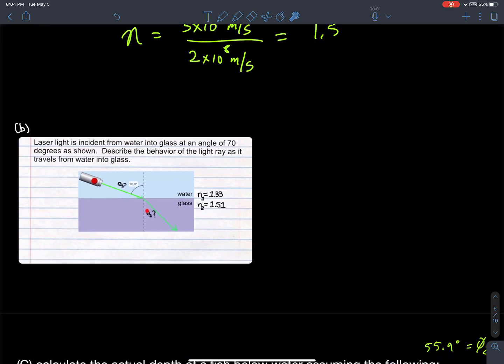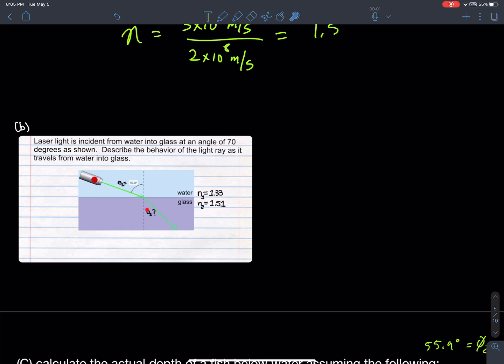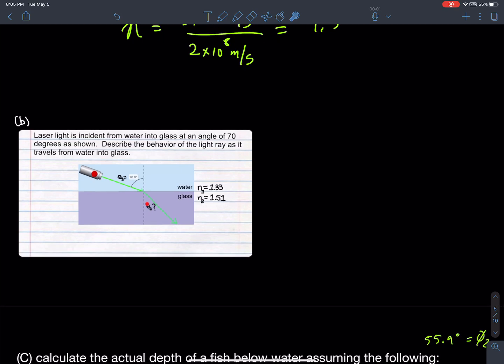Okay, now the next problem I want to cover is a laser light that is incident from water into glass at an angle of 70 degrees. Okay, describe the behavior of the light ray as it travels from water into glass. So it's going to bend because glass has a different refractive index than water. It changes its speed. And according to this refractive index, the speed of that wave slows down, okay, because it's more dense. As a result of that, I see that it bends, but it bends towards the normal line. Okay, whenever light slows down, it bends towards the normal line. Whenever light speeds up, it would bend away. Okay, that's an important thing to think about.